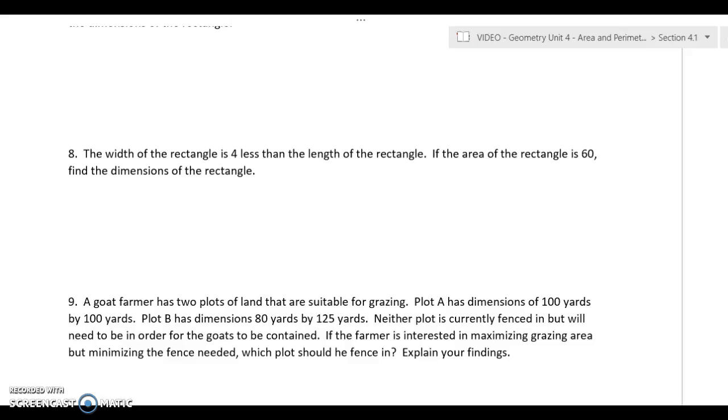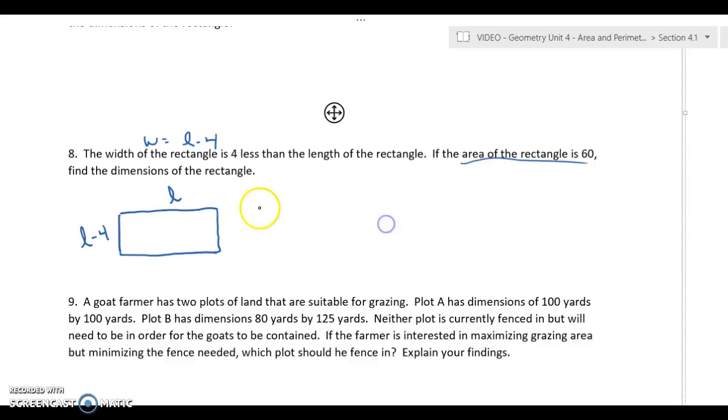So my first thought on this problem is let's draw a rectangle. And here they're saying the width is 4 less than the length. So the width is the length minus 4. So if I call this my width, that's length minus 4, and this is my length. The area of the rectangle is 60. So again, area is just multiplying those two dimensions together. So we're going to call it L times L minus 4, and that's got to equal 60.